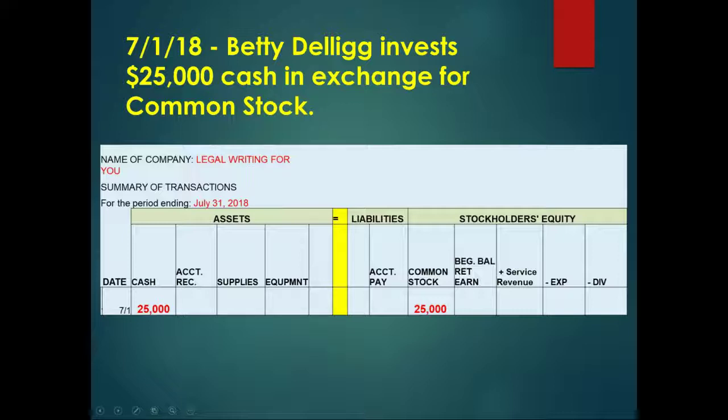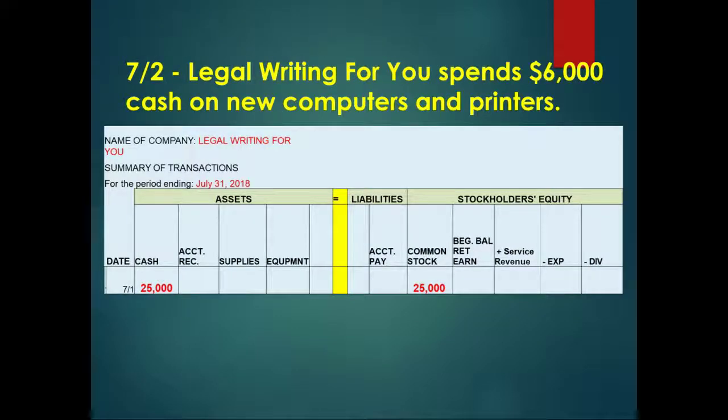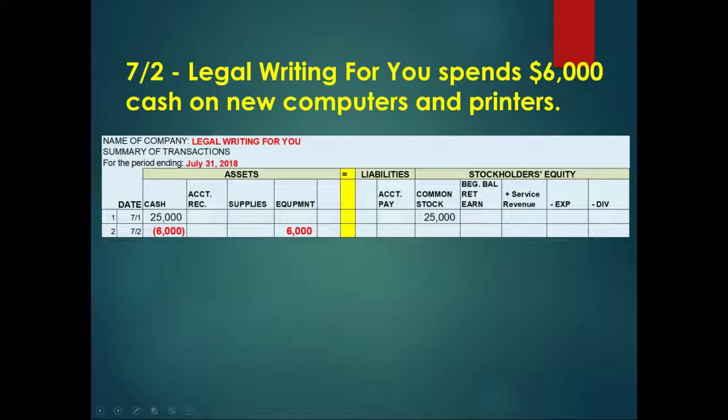Let's go on to the next transaction. We have a total of 8 transactions. So this was your last transaction. I'm putting it up there for your reference. But this new transaction is Legal Writing for You spends $6,000 cash on new computers and printers. So what happened to any of these accounts here? Was cash involved? That's the question I always ask my students. Did cash go up or down? Was it involved in this transaction? The answer is yes. You spent money. You spent $6,000, so cash decreased.